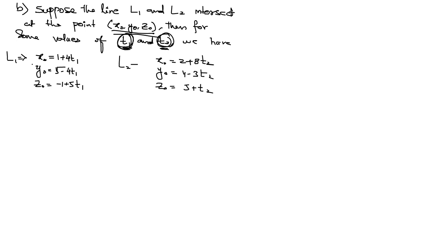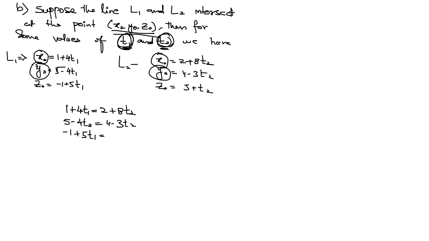Now this is x naught, this is also x naught. So you can compare the values. 1 plus 4t1 is equal to 2 plus 8t2. This is y naught, this is also y naught. So you can compare 5 minus 4t1 is equal to 4 minus 3t2, and minus 1 plus t1 is equal to 5 plus t2. Okay, now these are the equations. Now you can simplify them. This equation I can simplify and write 4t1 minus 8t2 is equal to 2 minus 1.